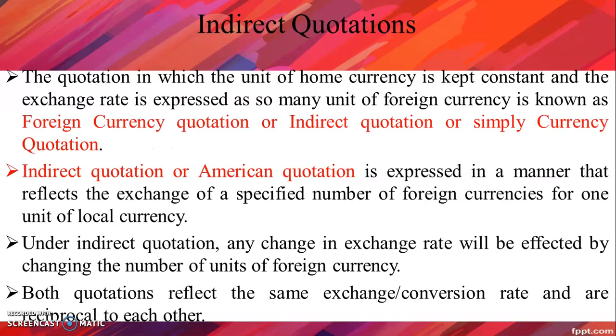Then next one is indirect quotation. The quotation in which the unit of home currency is kept constant and the exchange rate is expressed as so many units of foreign currency is known as foreign currency quotation or indirect quotation, or simply currency quotation. Under indirect quotation, any change in exchange rate will be effected by changing the number of units of foreign currency. For instance, the rate rupees 100 is equal to US dollar 1.2000 may become US dollar 1.1545 or US dollar 1.2785.